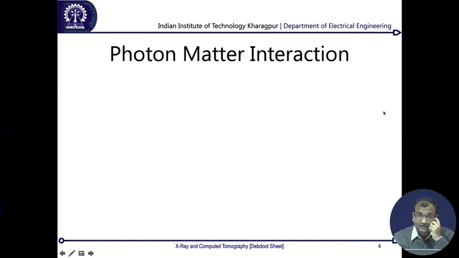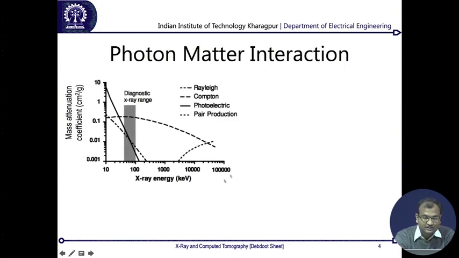Say a unit of photon got generated. What can happen to this photon at different energy levels? As you see here, the x-axis is the X-ray photon energy. Say there was a photon at this particular energy, and we look at the total mass attenuation happening at that energy level. For different energy levels you have a different attenuation coefficient.